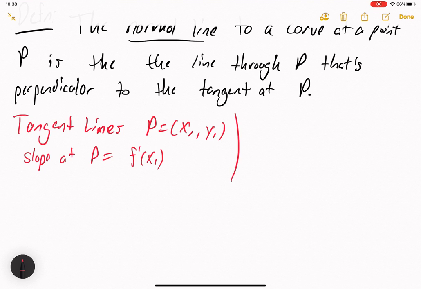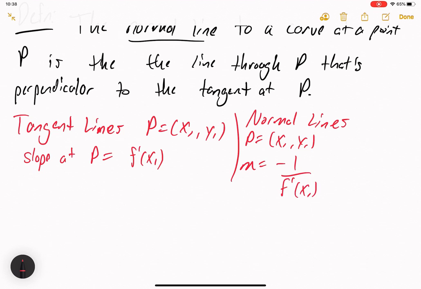And likewise, for normal lines now, we still have the same point. You have P is equal to x1, y1, and now our slope is equal to negative 1 over f prime of x1. Because that's what it means to be perpendicular. You do the opposite and the reciprocal. So the opposite means the other sign of it. So if it's positive, it's negative. If it's negative, it's positive. Here, this is positive, so it would be negative, and then you would divide by it. And this is assuming it's not equal to 0, but if it is equal to 0, then you have to do something a bit different.